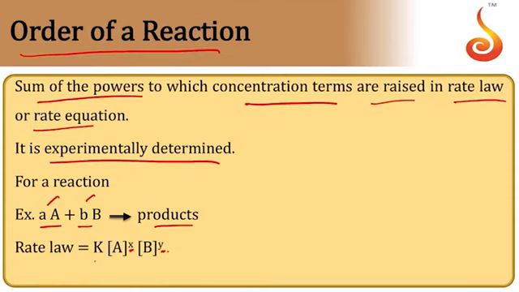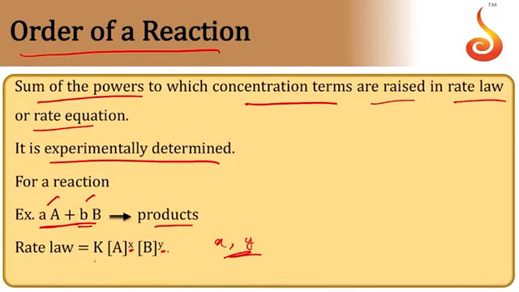Because these powers x and y in the rate law are determined from the experiment. They are given by the experiment, whereas a and b in the equation are obtained by balancing the equation. So here powers x and y are coming from the experimental data, whereas a and b are obtained by balancing the chemical equation. So these two may or may not be the same.